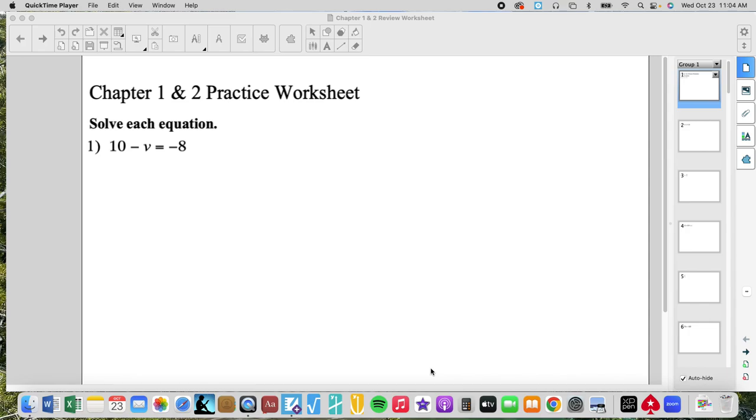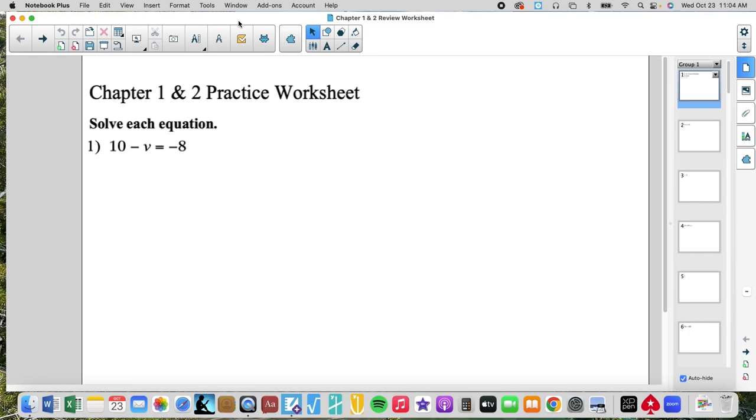Chapter 2, Cumulative Review. These are the important concepts that are going to be on the chapter test. Part 1 is solving one-step equations.